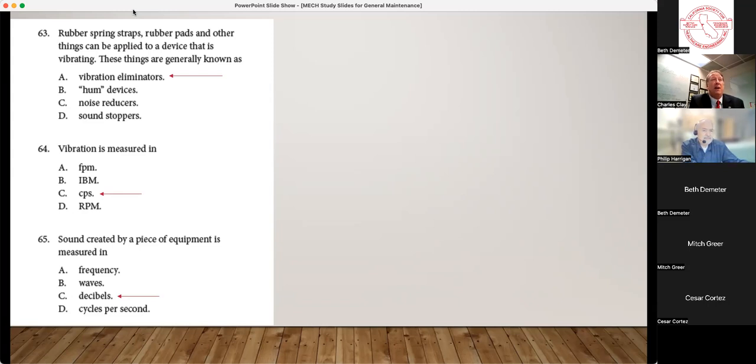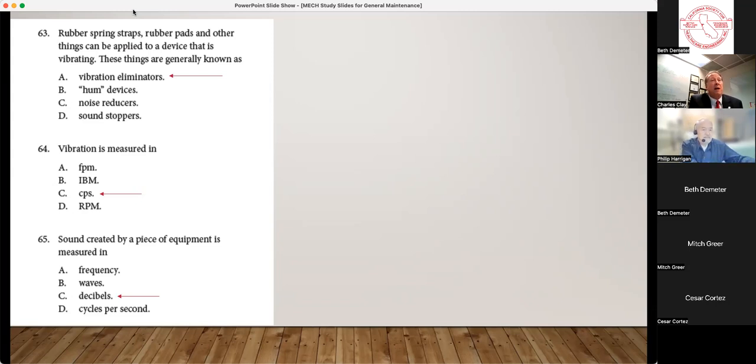Vibration is measured in what? And it is CPS, cycles per second. Remember, we looked at that a little bit earlier, what that frequency looks like. That's what it is. It's measured in cycles per second. So we can see what that vibration is and account for it, quantify it.